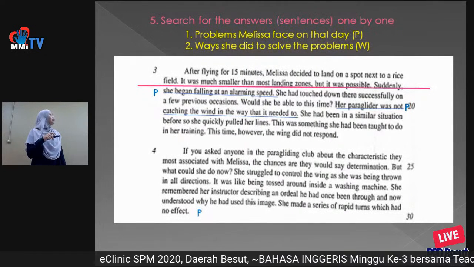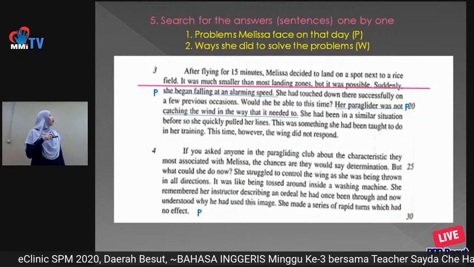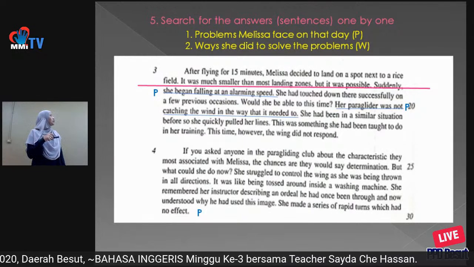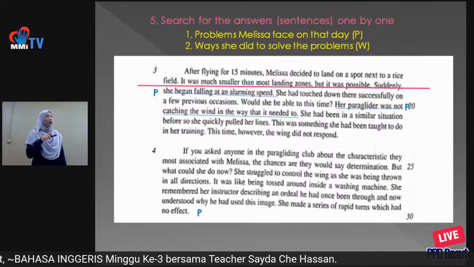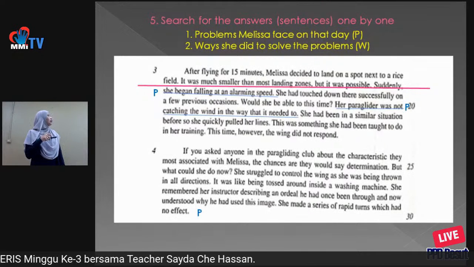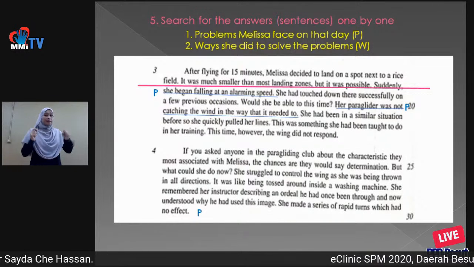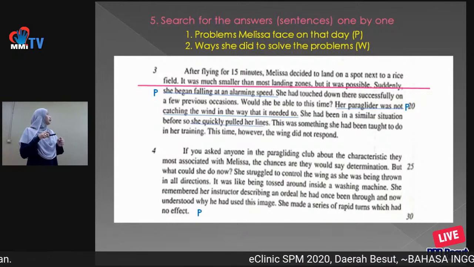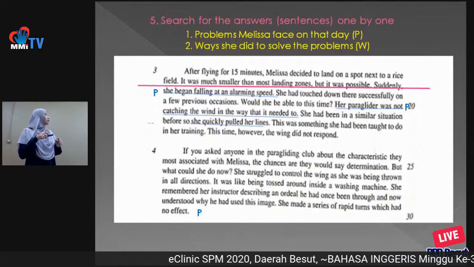Okay, she had been in a similar situation before. Okay, dia pernah berada dalam situasi ni. Is that a problem? No. So she quickly pull her lines. Okay, so she quickly pull her lines. Cepat-cepat dia tarik line dia. Okay, so this is W.